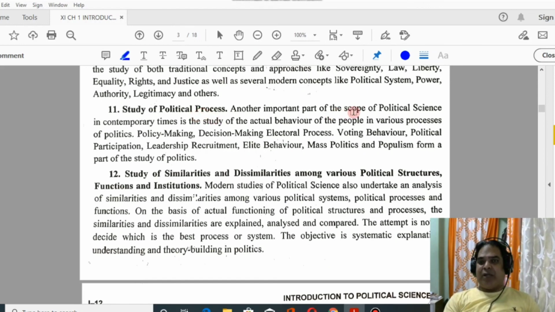Okay, study of political process. Another important part of the scope of political science in contemporary time is the study of actual behavior, that is, the actual behavior of the people in various processes of politics.